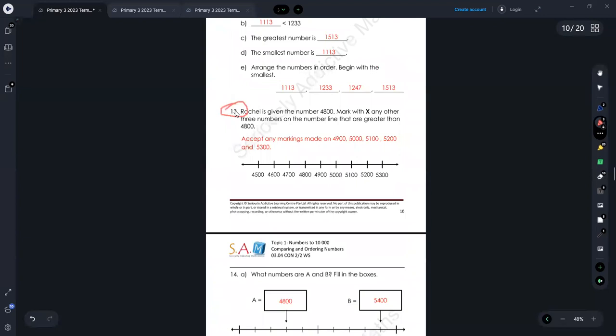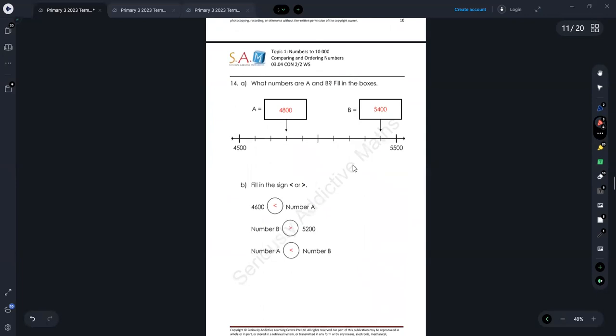I'll tell you what, let's forget about getting them to do question 13, right? It's quite straightforward. Even if it is wrong, during corrections it's correctable, quite easy. This one can be an unusual question. So I think do 14A with them. What numbers are A and B in boxes?